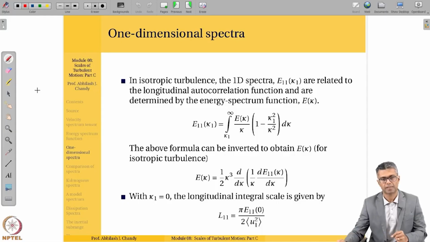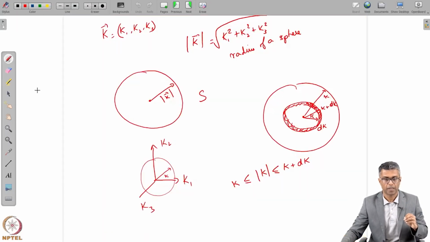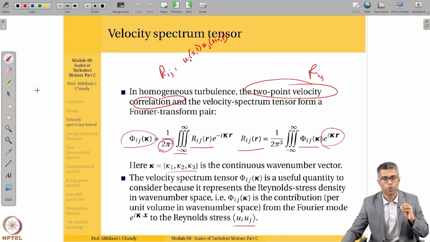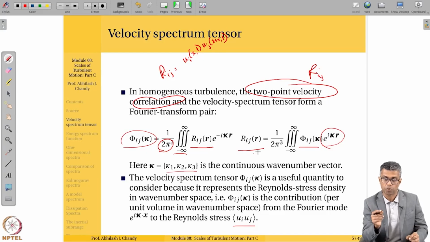Hello everyone. So let's continue with the scales of turbulent motion module, where today we will focus on the 1D spectra. In the last class we started to look at spectra after following up on the 2-point correlation. Just to refresh your memory, we started with the velocity spectrum tensor, which is actually a Fourier transform of the 2-point correlation. That is this Rij, which is a function of r, where small r is the spacing, and Rij is the 2-point correlation, right?